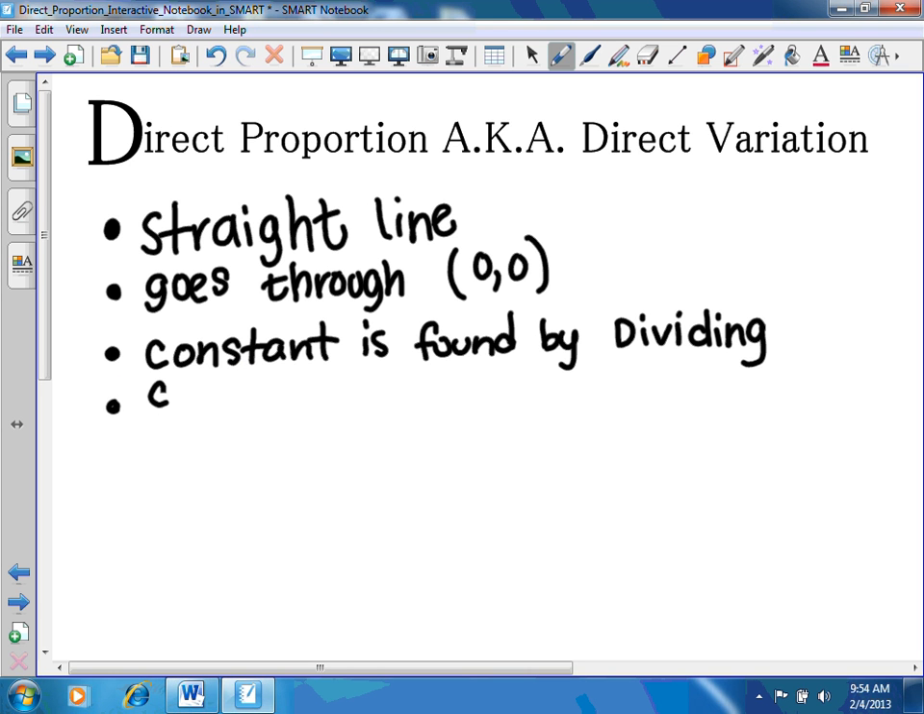Next, the constant is the same thing as the unit rate. And we figured out how to find those last week. The constant is the unit rate.